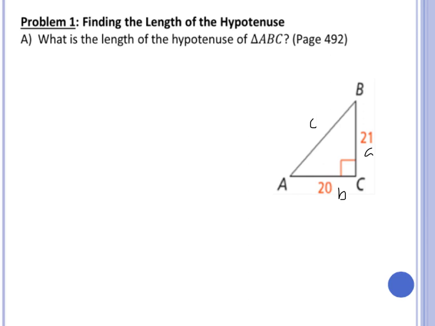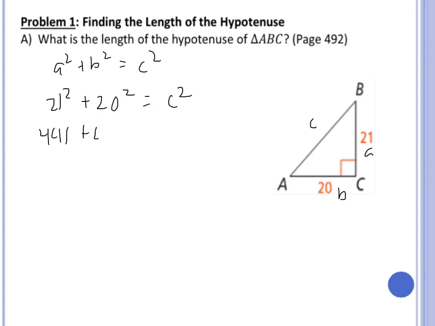So if I'm going to have the equation a squared plus b squared equals c squared, then I'm going to have 21 squared plus 20 squared is equal to c squared, because I don't know what c is. 21 squared is 441, and 20 squared is 400. So I'm going to add those together, and I get 841 is equal to c squared.